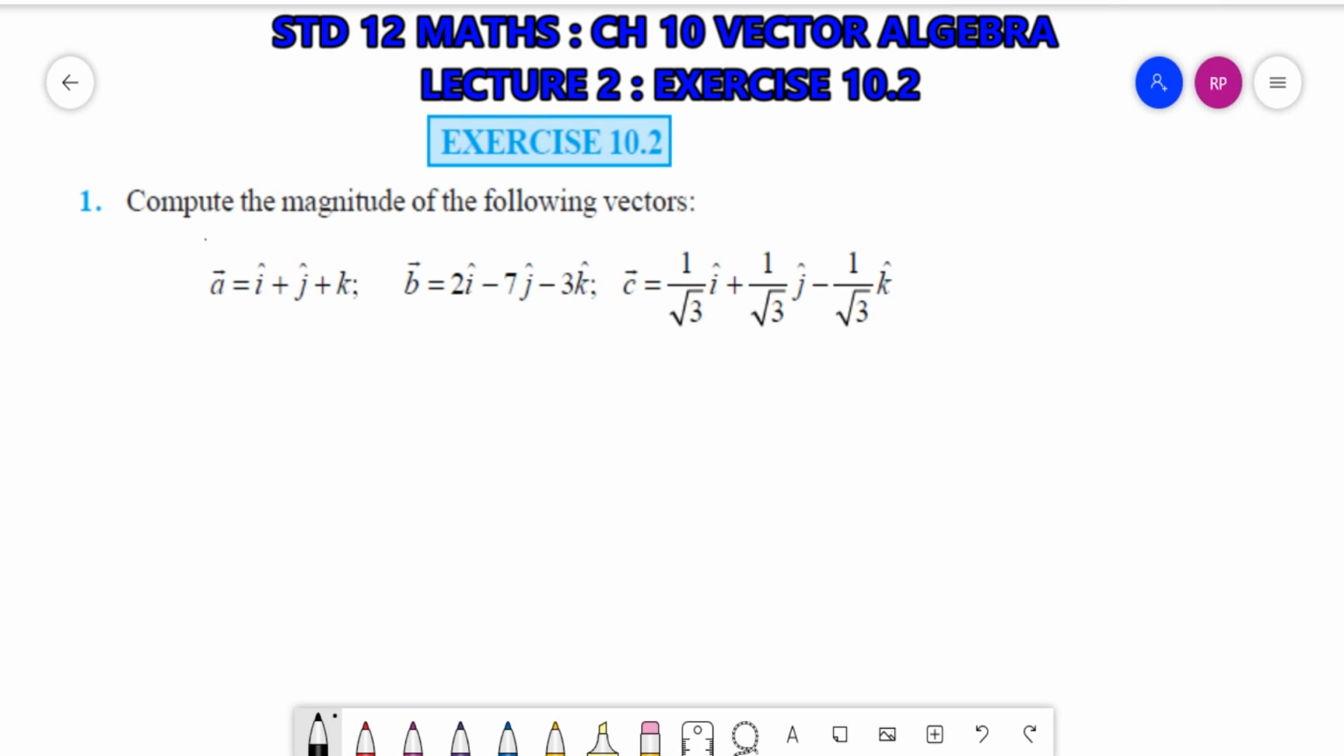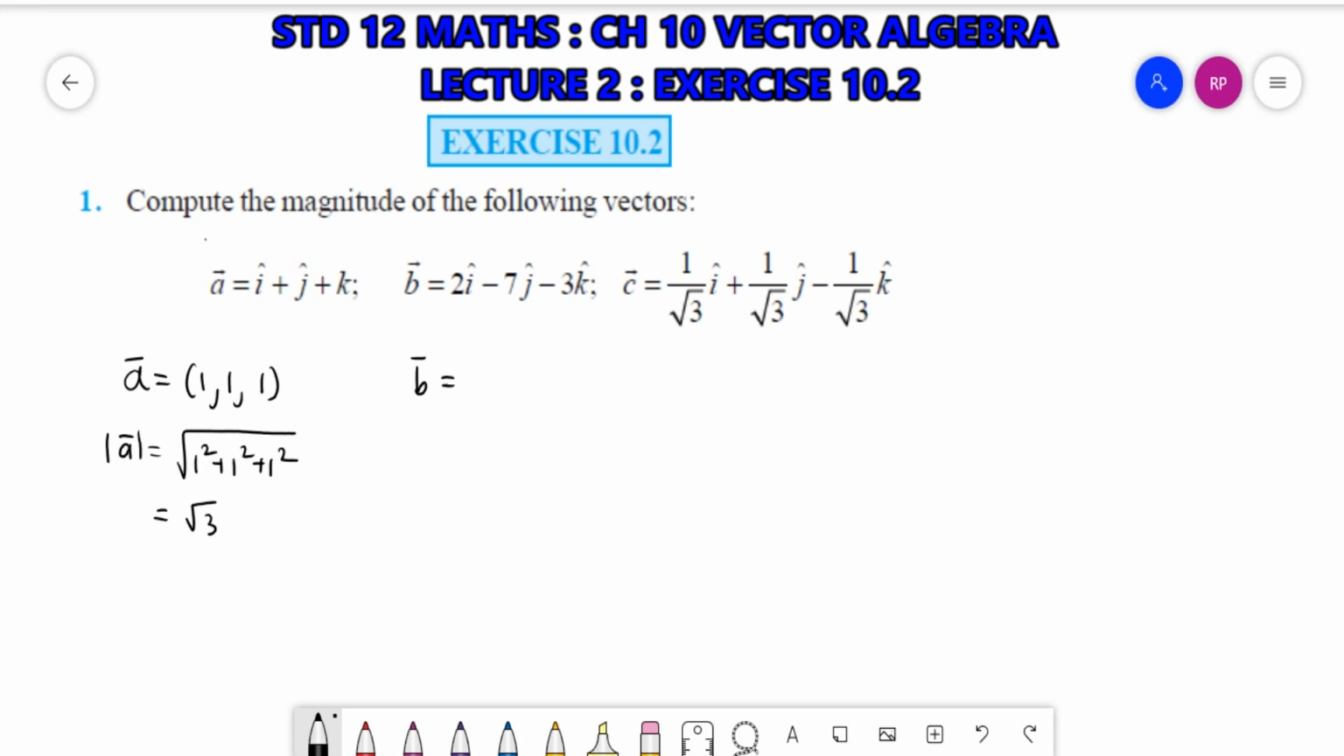Question number 1. Compute the magnitude of the following vectors. First, A, let me represent in simple form. The coefficient of i is 1, coefficient of j is 1 and coefficient of k is 1. The magnitude of A will be equal to under root of 1 square plus 1 square plus 1 square, that is under root of x square plus y square plus z square. So it is root 3.